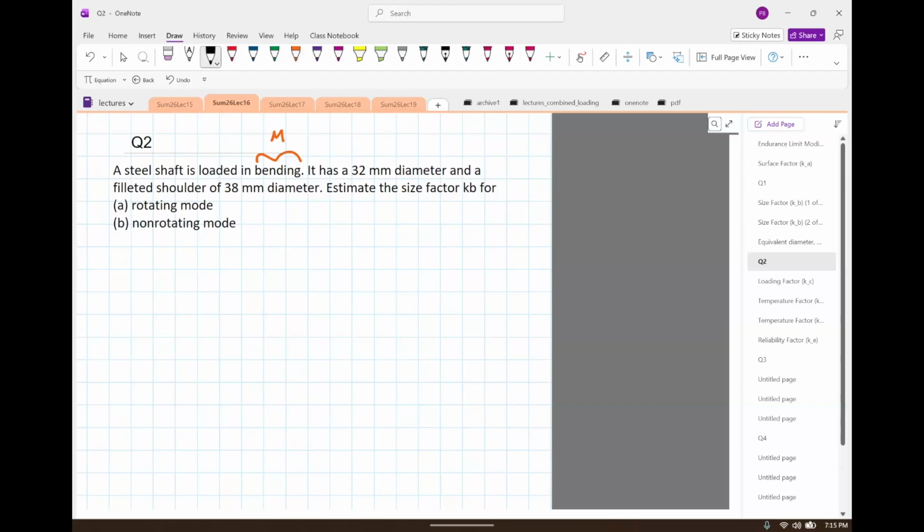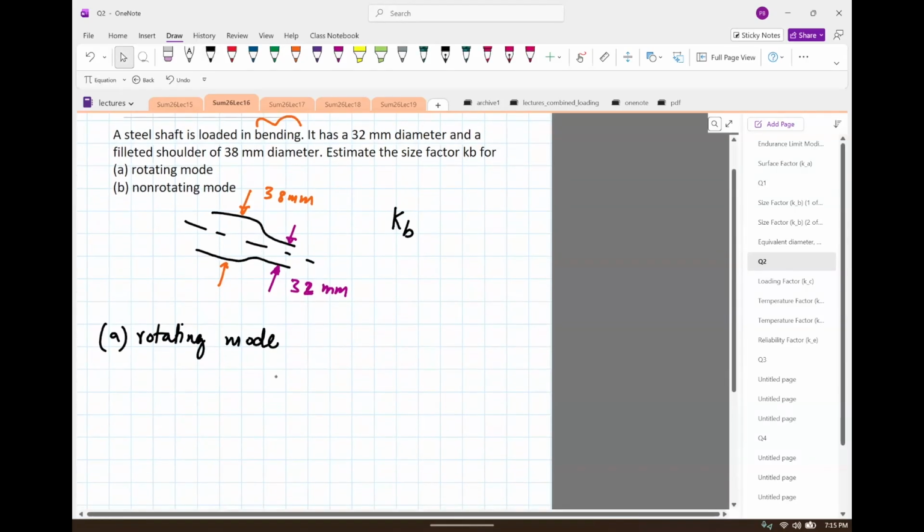So what's going on here is that there is a specimen which looks like this. And you're given that the diameter here is 38 mm, and then the diameter here is 32 mm. Okay, and we are asked to compute the KB for these two conditions, rotating mode and non-rotating. In one mode, the shaft is rotating, in another mode, it's not rotating. So first, let's do it in the rotating mode.